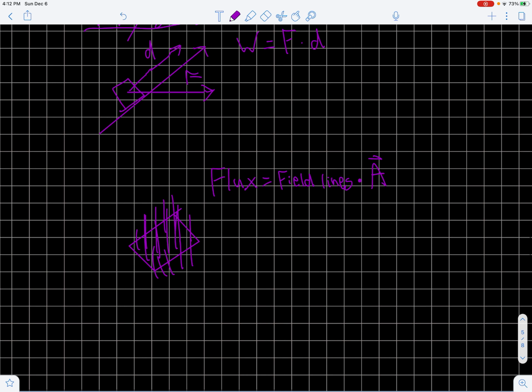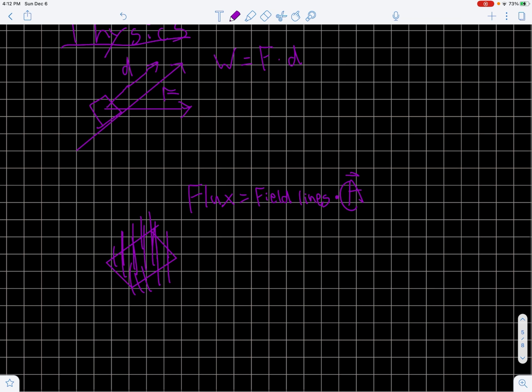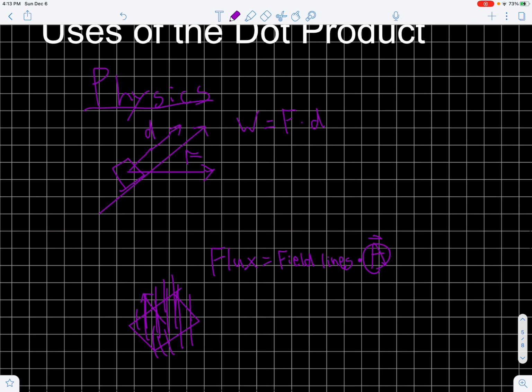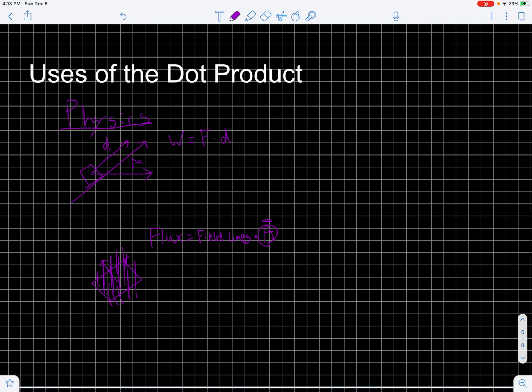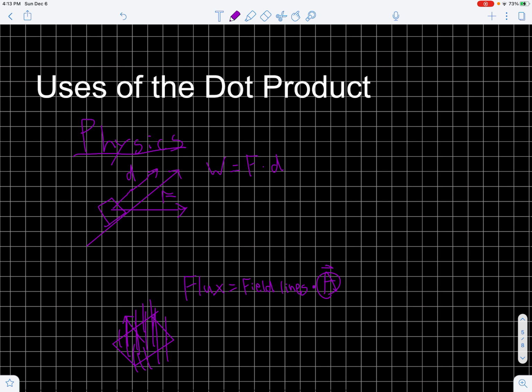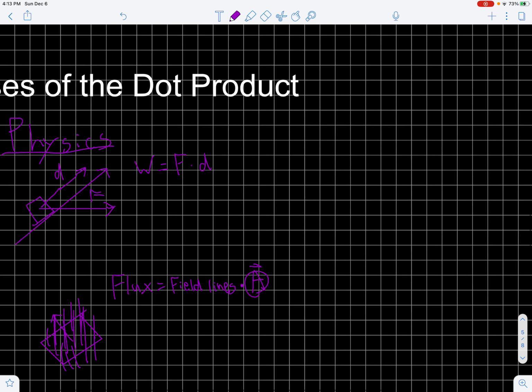Dot the area vector, and the area vector has a magnitude equal to the area, and its direction is normal to the surface. That's not important. You might be asked some questions about this one. You guys probably already know that one.